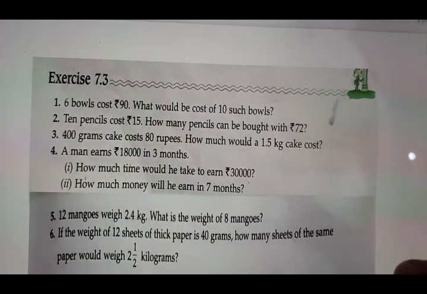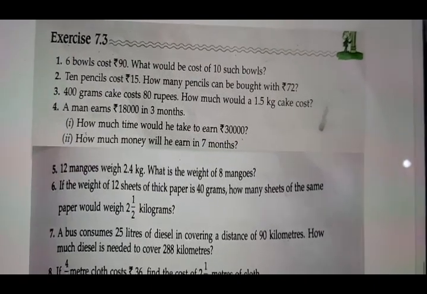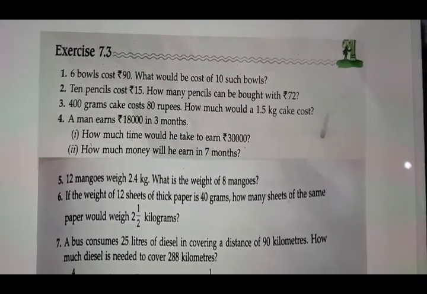So these are the exercises which you're going to do by yourself. Go through them. If you have any doubt, do ask me in online classes.